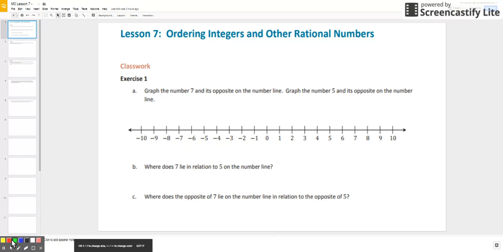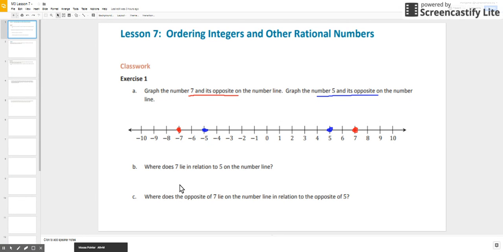Let's first graph the 7 and its opposite. We're going to graph this in red. Of course, here's 7 right here on the number line. Its opposite is over here with the negative 7, as we have talked about several times throughout this module. Next, we're also going to graph the number 5 and its opposite in blue. Here is the number 5, and its opposite is right over here. We have always talked about the relationship of 0 and these numbers.